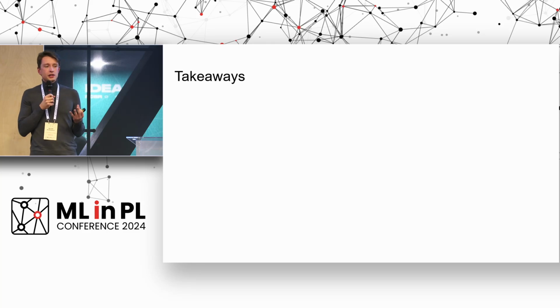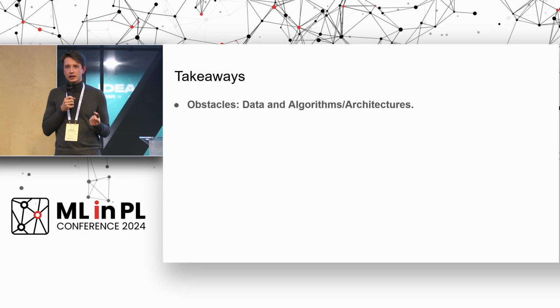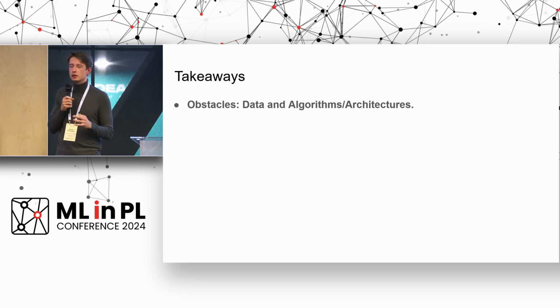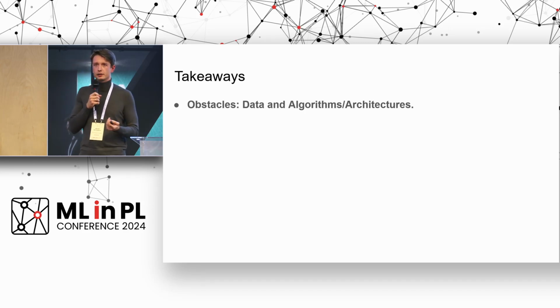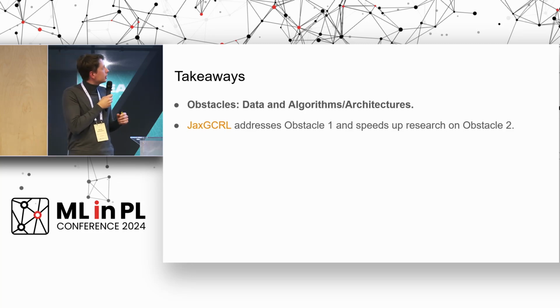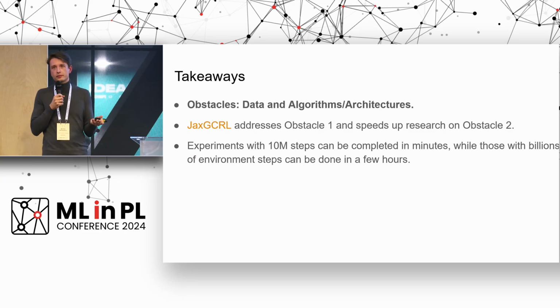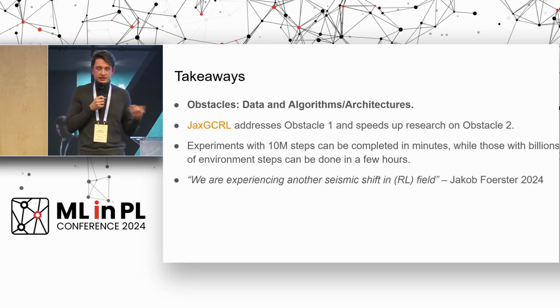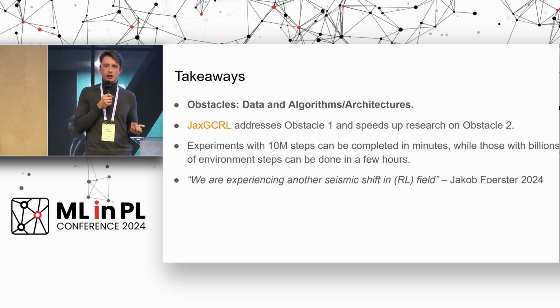The main takeaways from today's talk are that there are two obstacles right now. The first obstacle, the data, is pretty much mitigated by all of these parallel environments in JAX. However, the second obstacle, I guess, is more burning. With our work, JAX goal-conditioned RL, we effectively improve obstacle one, especially in the niche of goal-conditioned RL, and we are speeding up the research on obstacle two, because right now we can run experiments that previously took days in a few hours or even minutes. So, citing Jacob Forrester, it seems like there is another seismic shift in this field, and it's a pretty interesting moment to be in RL because you can contribute without many resources.